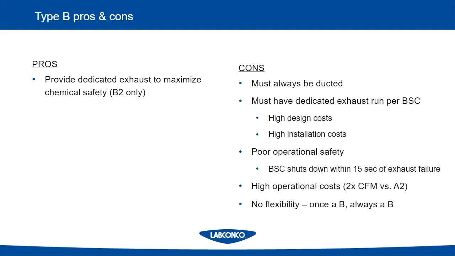Another downside of the B-style cabinets is that they're always a B-style cabinet. Let's say your research changes, for instance, and you no longer need to exhaust your cabinet. You can't just turn a Class II Type B2 cabinet into a Class II Type A2 cabinet, because unfortunately, the B2 relies on the remote blower outside for its exhaust.